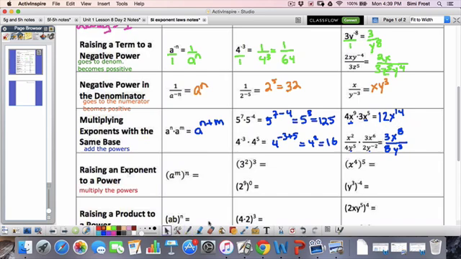Raise an exponent to a power, we're going to multiply those powers. So when we have a to the power of m, then that whole thing raised to n, this becomes a to the power of m times n. So here's a numeric version of this. 3 cubed... I would multiply 2 times 3 is 6. I can simplify this further and go 3 times itself 6 times, and I get 729.